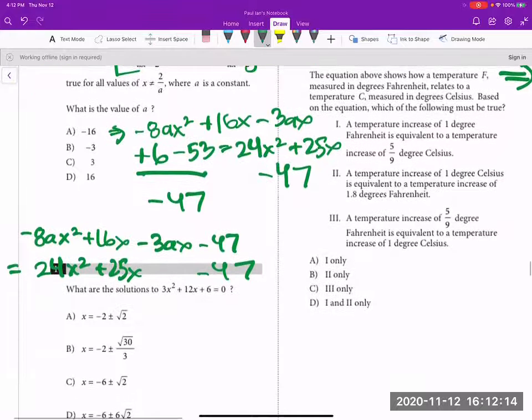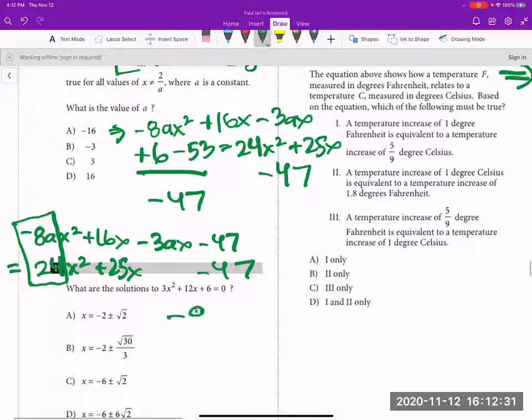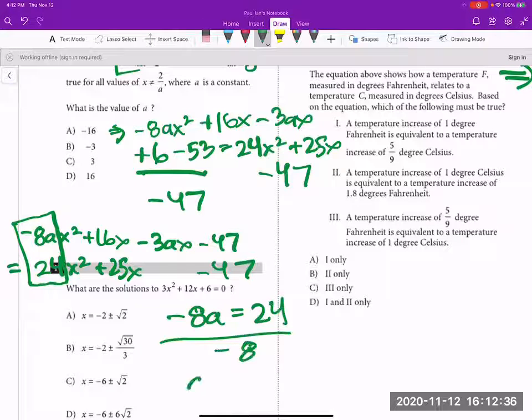Okay, so you could use this right here, right? This is a trick that we did last time. Whatever's in front of any of these polynomials, the coefficients, they can be equal if they're equal. So you can make this equal and then solve for a, and you get -3, right?